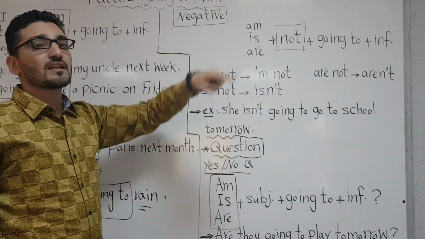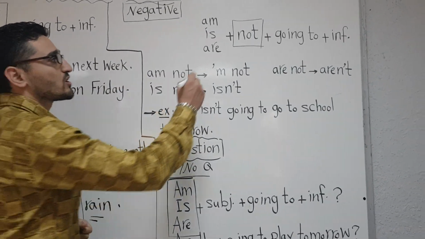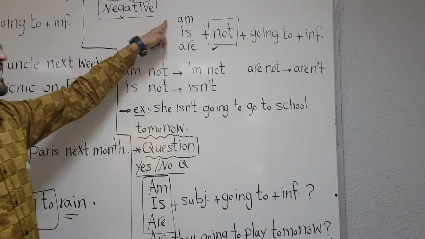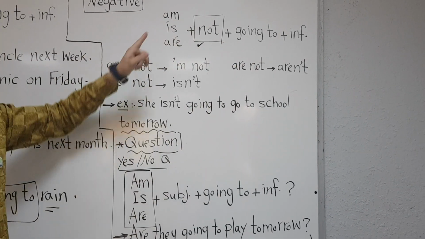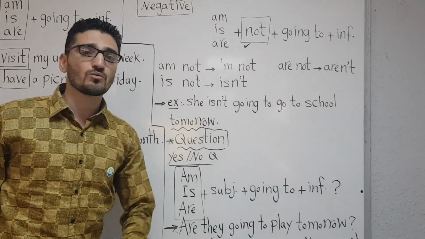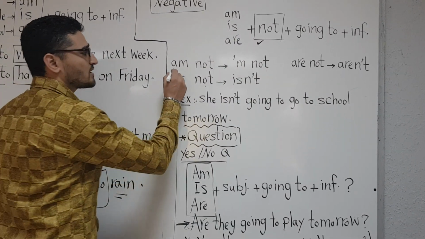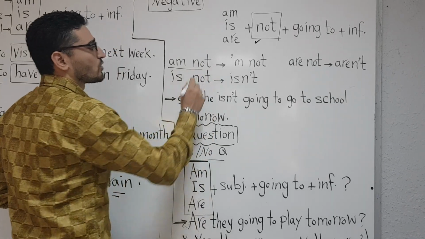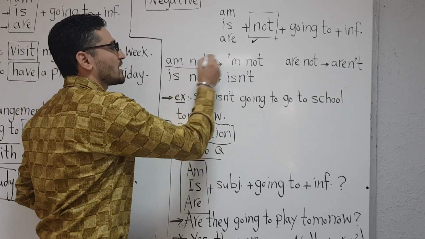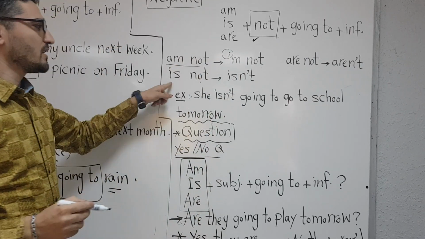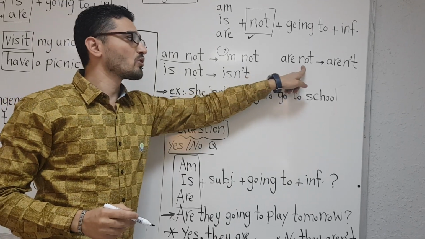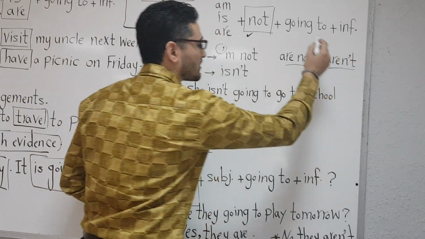Let's now move to the negative form. In negative form, we just put not after am, is, are. It will be am not going to plus infinitive, is not going to plus infinitive, are not going to plus infinitive. And don't forget that we have the short form for am not, like this. We have to change the a here into an apostrophe. Is not, the short form for is not is isn't. The short form for are not is aren't.